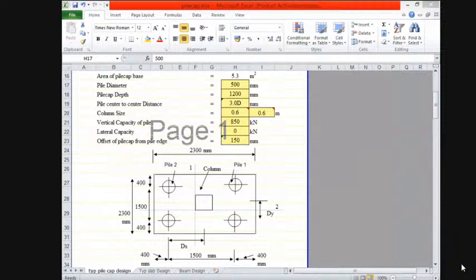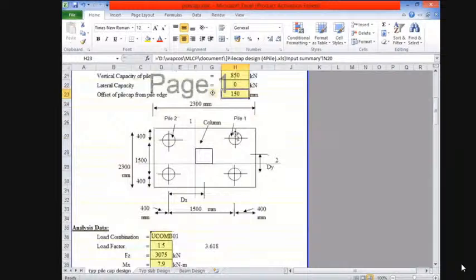Then pile center to center distance. Again, what I told you earlier is 3D. Then column size. This column size is 600 by 600 column. Okay, so 0.6 by 0.6 meter. Then vertical capacity, then lateral capacity, then offset of the pile cap from the pile edge. So you will draw this diagram.